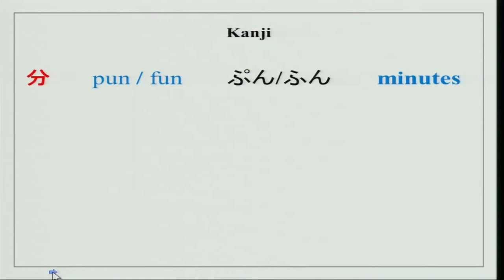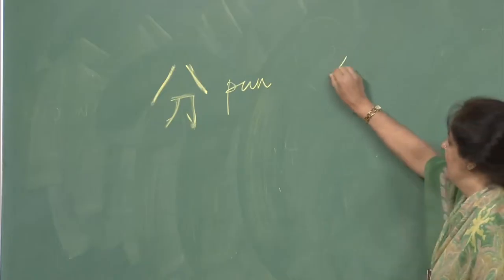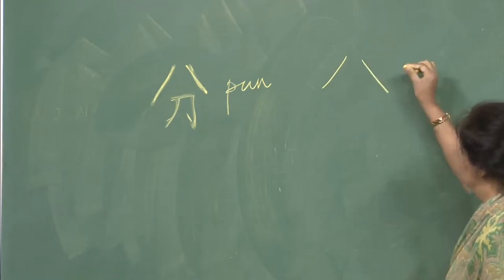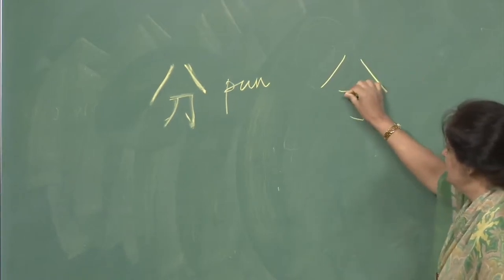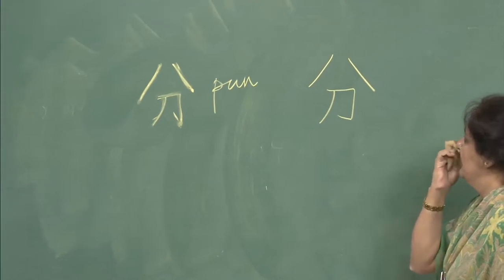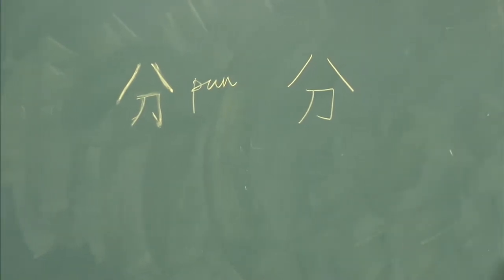Now this is a 4-stroke character for you. Over here, 1, 2, 3 and 4, meaning pun.